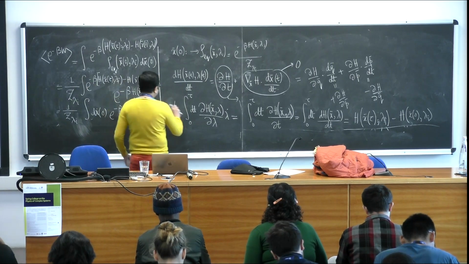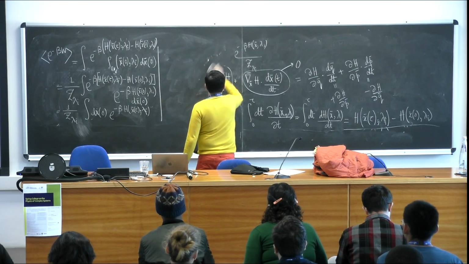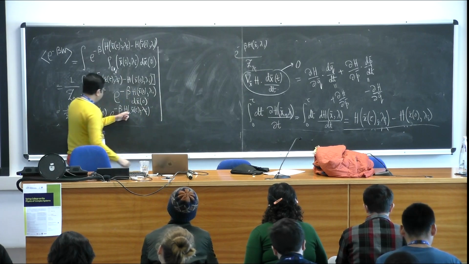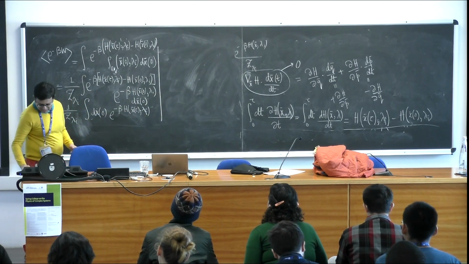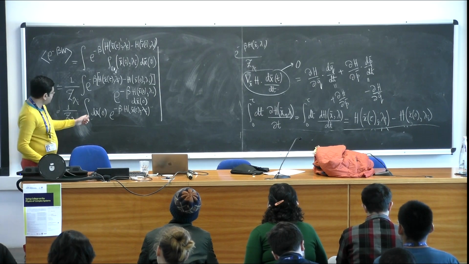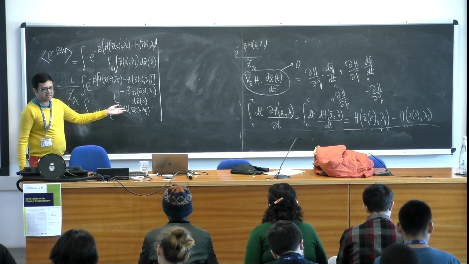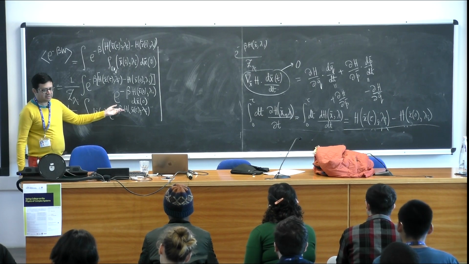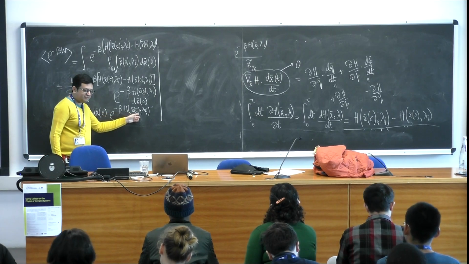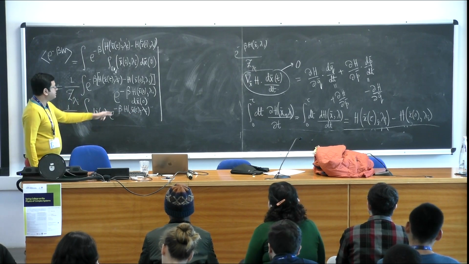But now I can do the following thing. I can do a change of variable. Why do I need to do a change of variable here in order to do the integration? Yes, exactly. This is a function of x tau and therefore this is a function of x0. So I need to go from x0 to x tau.